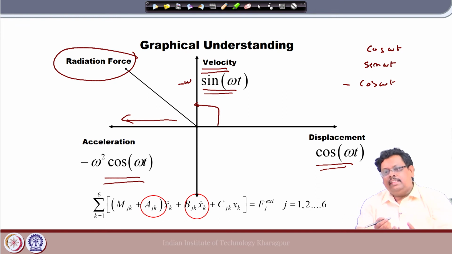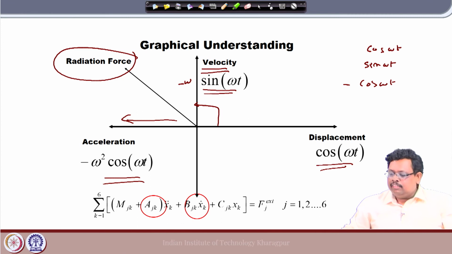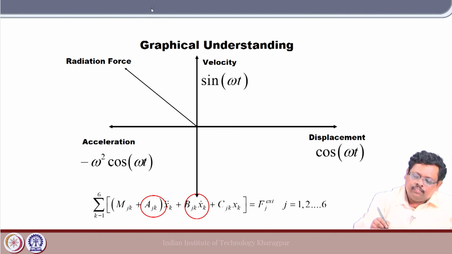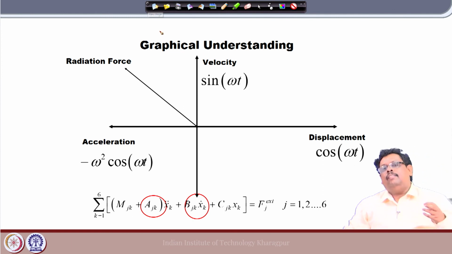So, that is why something is added with the mass; we call it the added mass, and something we call the radiation damping. It has nothing to do with structural damping; it is the damping that comes from the radiation force. So, you can call it radiation damping, right. Okay. So, somehow at least we understand some concept about the added mass and damping.